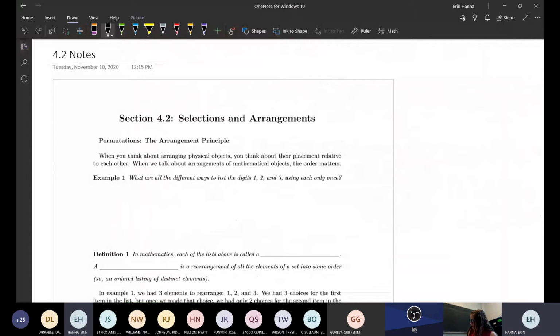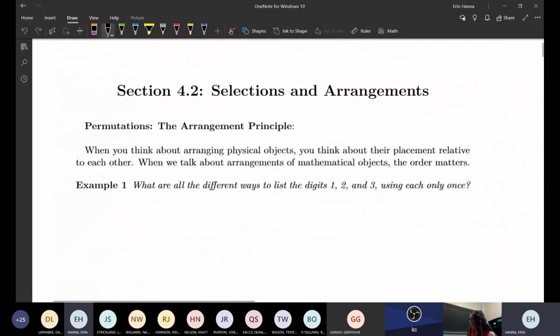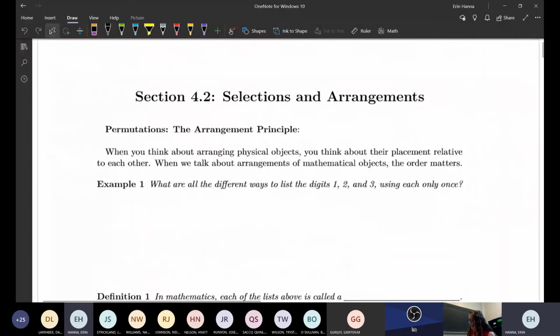So 4.2 is kind of similar to 4.1, so I don't want you to think that they're completely disjoint situations, but there's a little bit more structure to what we're going to do in 4.2. 4.2 is on selections and arrangements. Okay, so first we're going to talk about something called permutations, which are related to arrangements.